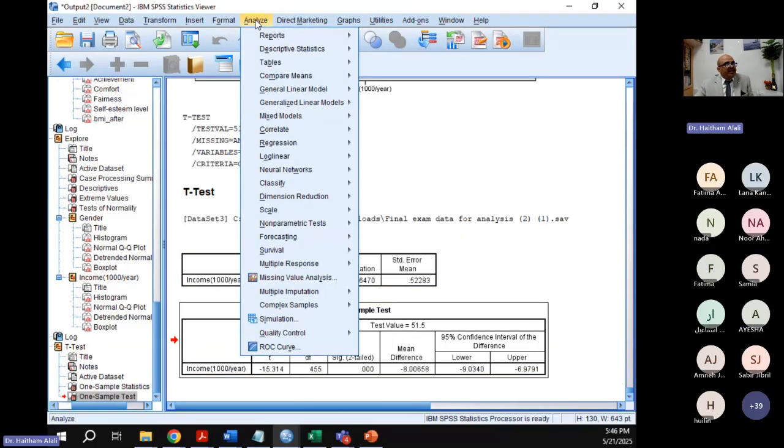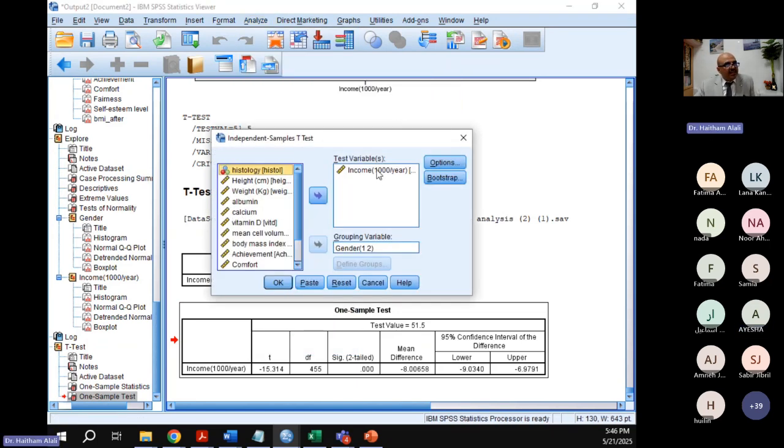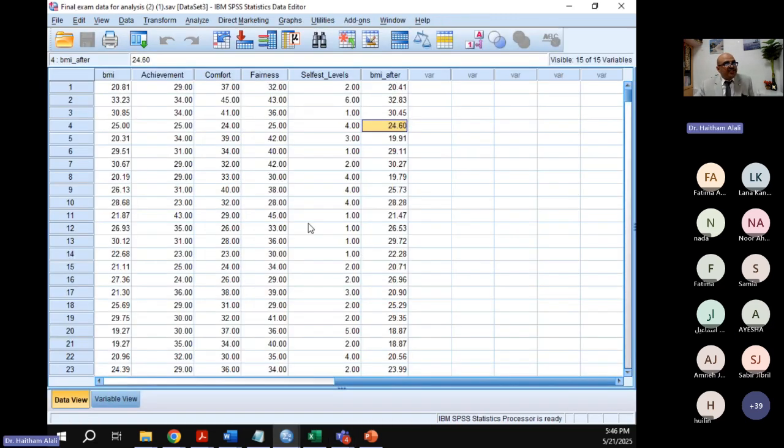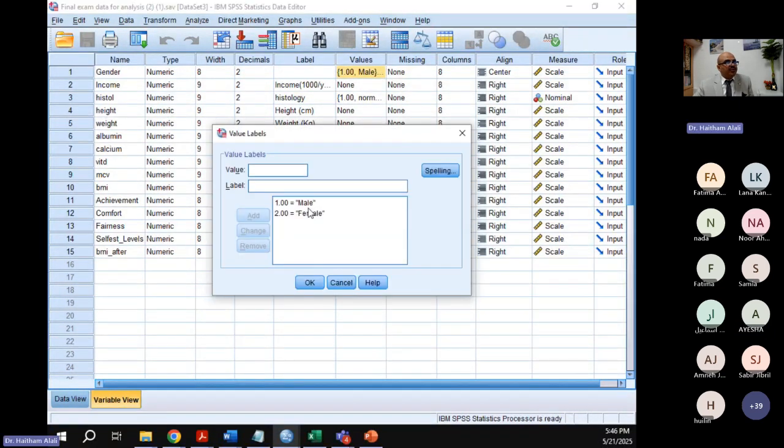Analyze for the second test, which is the independent sample t-test. As I told you, the independent sample t-test means we have a variable with two categories, for example gender. Go back to the data to check which numbers you identify the data with. For example, in gender you put 1 and 2. You need to match the numbers, okay, guys?